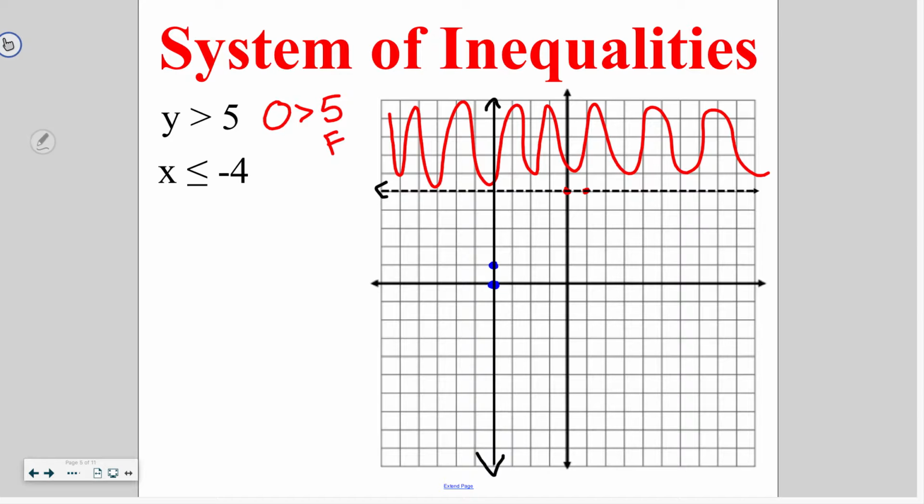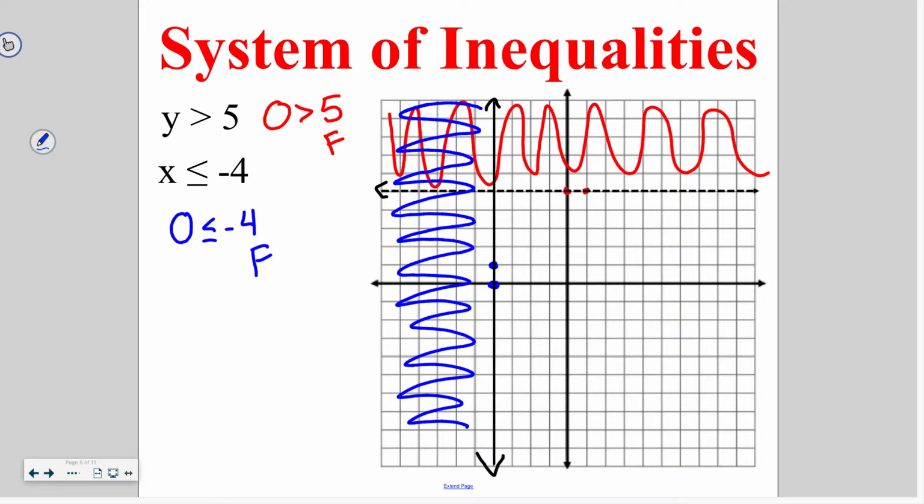Then once again, I'm going to want to test my points. So I've got 0 is less than or equal to negative 4. That is, again, a false statement, so I don't want to include 0 as part of my answer. So we shade on the opposite side of 0. The last thing we have to do, now that we've graphed and shaded inequality 1 and graphed and shaded inequality 2, we have to do step 3, which is to find that overlap area. So that's where the red and the blue intersect. So we've got this area up here.